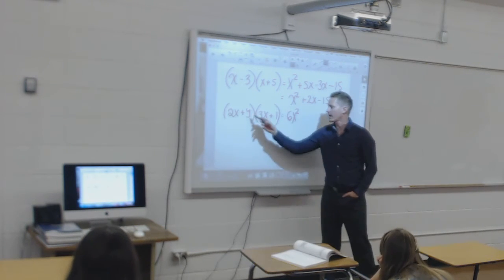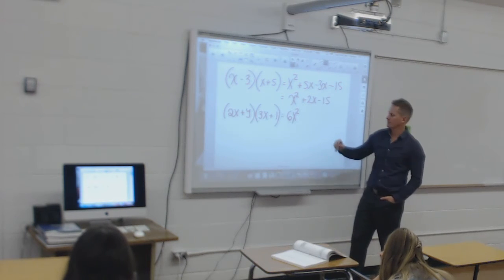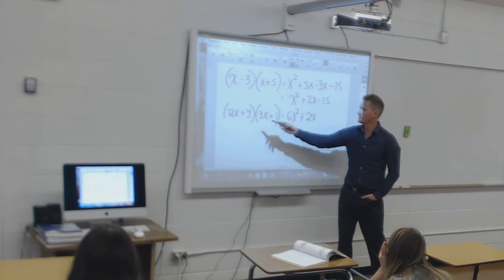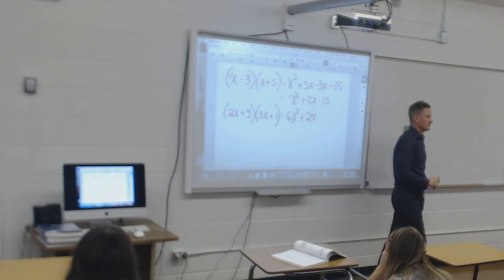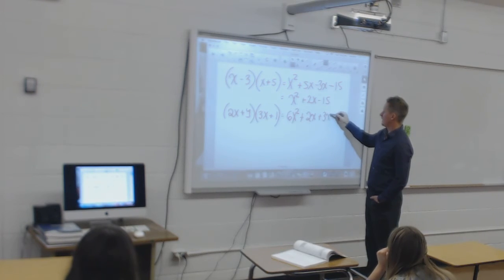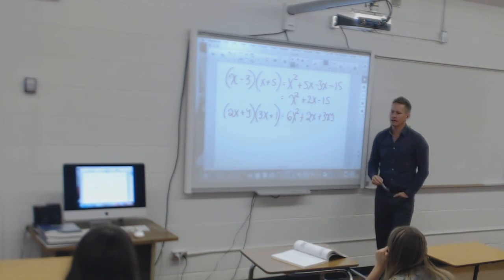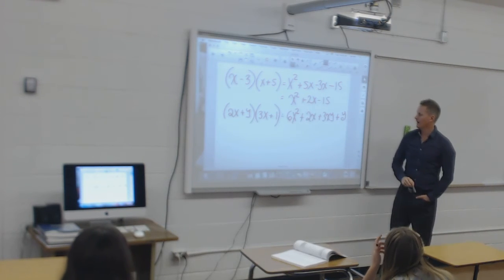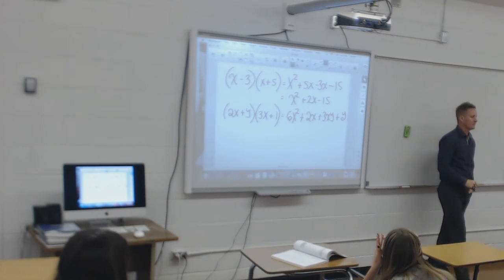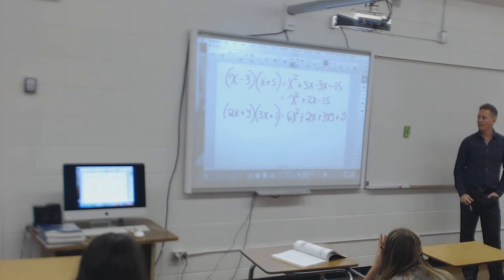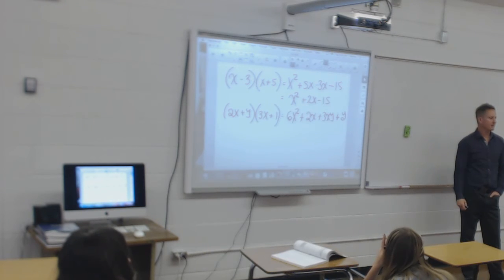The outside is 2x times 1, 2x. The inside is y times 3x, 3x y. And then the last is y times 1, which is 1y, and that's your solution. Awesome. You can leave it like that. There's no common anything there, so you can't simplify it. That's what it is.